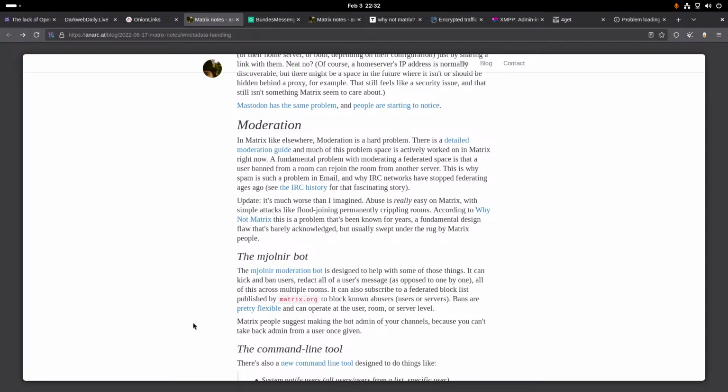Maybe we will listen to the IRC history. Update, it's much worse than I imagined. Abuse is really easy on Matrix. With simple attacks like flooding, joining permanently crippled rooms, according to Why Not Matrix. This is a problem that's been known for years, a fundamental design flaw that's barely acknowledged, but usually swept under the rug by Matrix people.